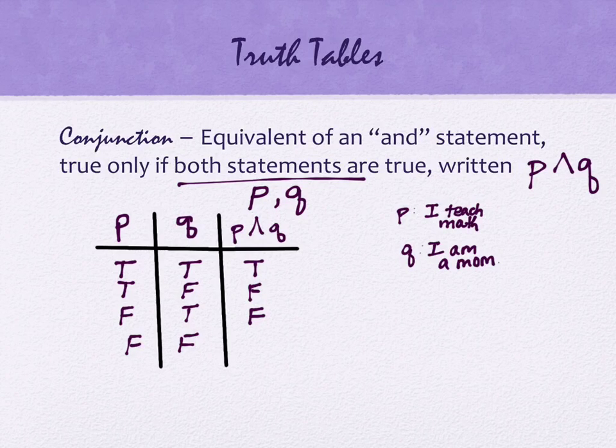My last example is always the same. It's Dr. Whitlock. Dr. Whitlock comes in, and Dr. Whitlock says, "I teach math, and I'm a mom." And you would say, that's false, right? He does not teach math. He is not a mom. That would be a false statement. In order for a conjunction, an "and" statement, to be true, both of the individual statements must be true. Otherwise, it's a false statement.